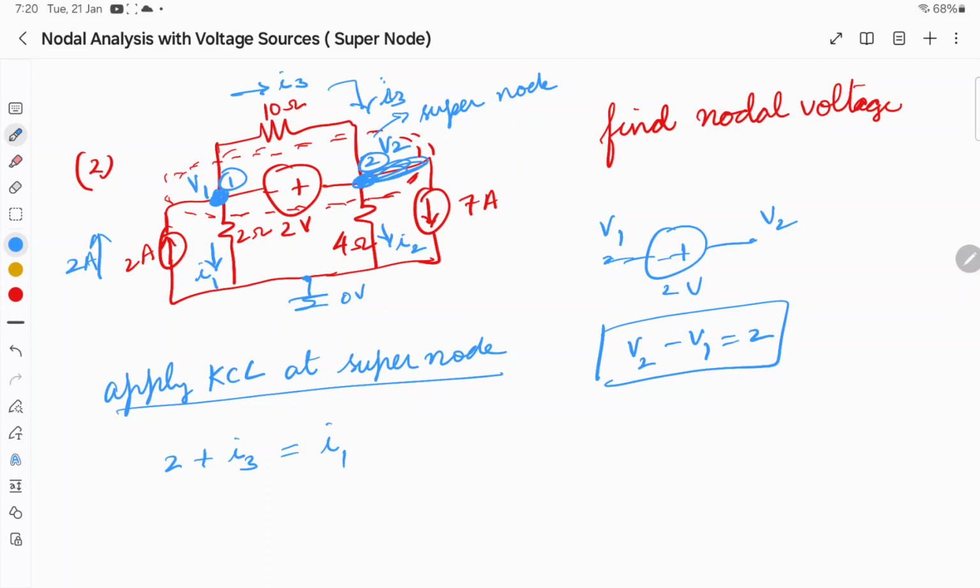Okay, I1 is leaving node 1, and I2 is leaving node 2, and this 7 ampere is also leaving node 2. In the super node, what is the super node here? Both node 1 and node 2 combined, right? Now keep writing. Find the current I3. What is I3?